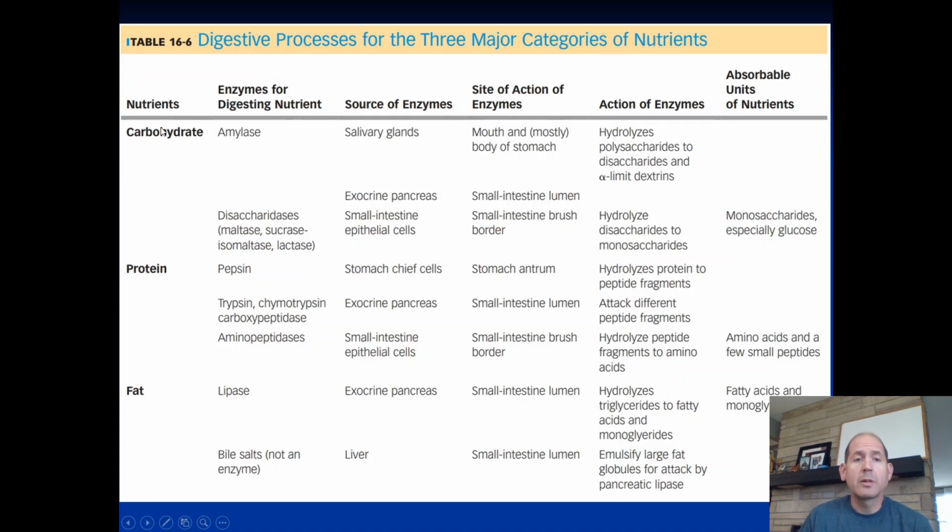So a reminder of what we absorb. We absorb monosaccharides, amino acids, and maybe a small number of very small peptides, and fatty acids and monoglycerides. These started as often as polysaccharides and disaccharides, proteins, and triglycerides.